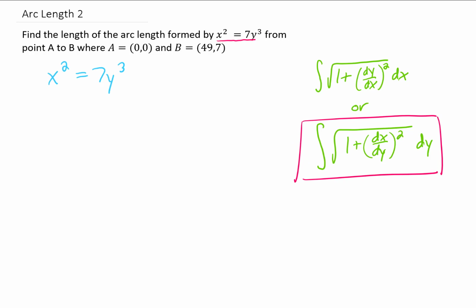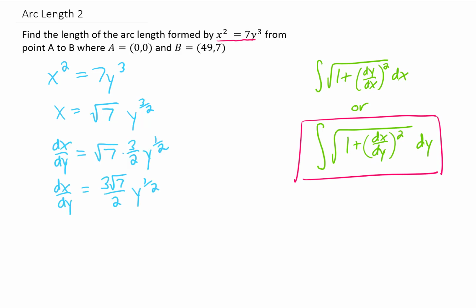Solving this relation for x would just mean taking a square root of both sides. I'm just going to call this the square root of 7 times y to the 3/2 power. So as you can see, we need dx/dy, so we can take a derivative of this with respect to y. This gives us a dx/dy that we can plug into this arc length formula right here. Then all we have to do is integrate from the smallest value of y given, which is 0, to the largest value of y, which is 7. Then that integral looks like this.